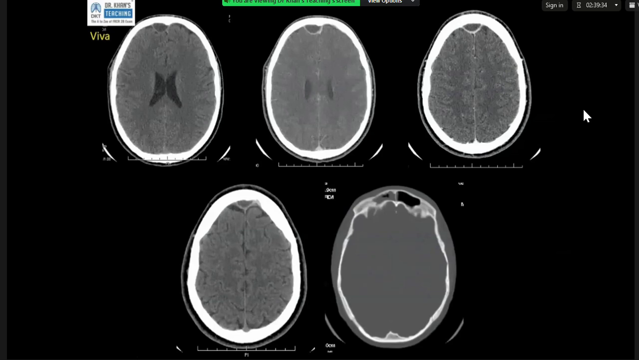Okay, there are slices of axial CT head. I can see that there is a right anterior right frontal collection, which is hypodense with the surrounding hyperdensity, and it is in keeping with a subdural collection. I can see on bone window that there is right frontal maxillary sinus disease. So the findings are in keeping with subdural empyema due to frontal sinusitis.